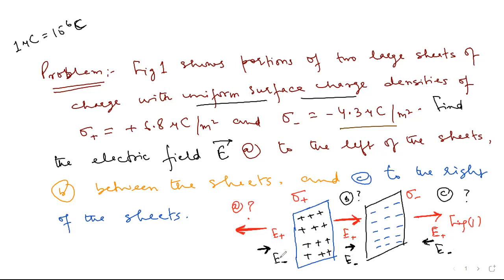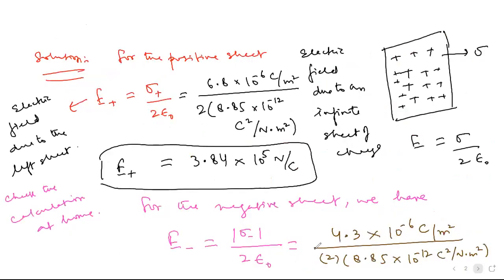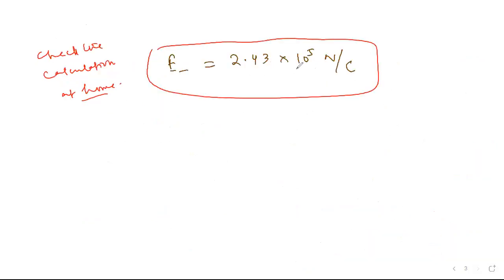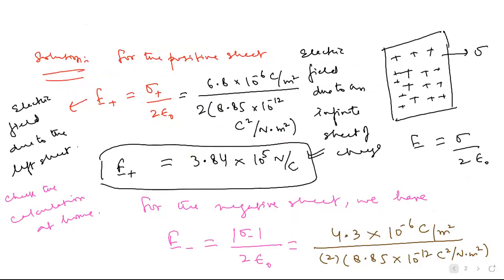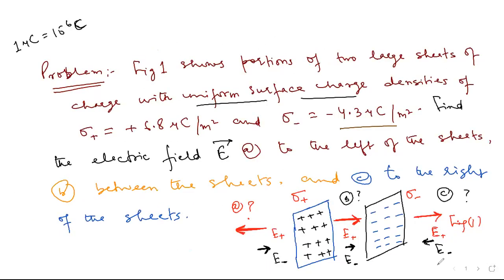And you can see I have shown E plus vector having larger length than E minus because the magnitude of E plus is larger. It is 3.84 into 10 to the power 5 Newton per coulomb, but the magnitude of E minus is 2.43 into 10 to the power 5 Newton per coulomb. And we know length of the vector is proportional to its magnitude, so E plus vector is longer, right? Now the resultant fields in these three regions follow from the superposition principle.